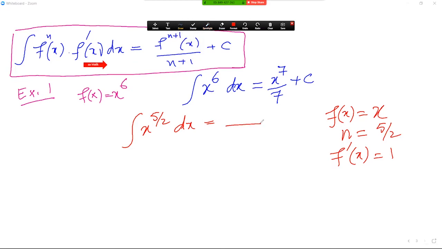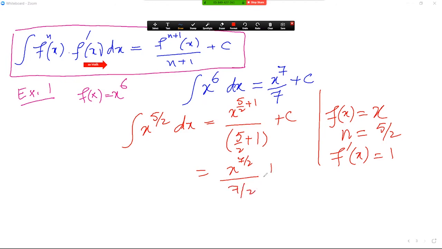So what would be the answer then? The answer would be x to the power of 5/2 plus 1, divided by 5/2 plus 1, plus c. So this becomes x^(7/2) over 7/2 plus c, and if we take it otherwise, it becomes 2/7 times x^(7/2) plus c. So far so good.